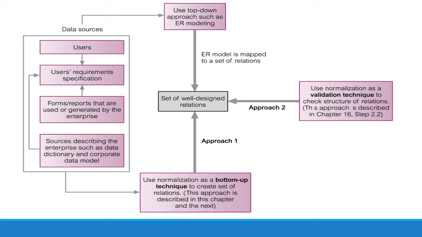So from the users, we can do some interviews, or we can also collect the forms or reports that are used or generated by the enterprise. And then we can also get the sources describing the enterprise, such as the data dictionary and corporate data model. And then from these three sources, we can build the user requirement specifications. So this is how our data sources work.